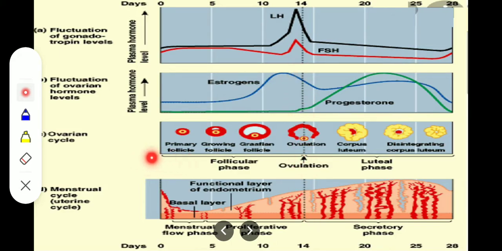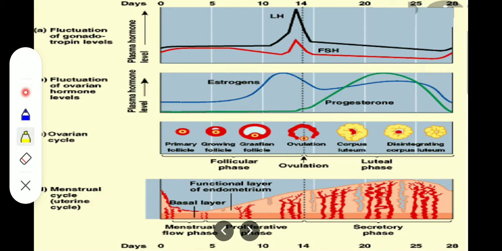I will explain each and every phase, both ovarian and the endometrial phases in detail in the same video. So bear with me. But this diagram shows you a very good idea about what happens on what day. Okay, and in the end you can see the changes in the endometrium. Okay, menstrual cycle or uterine cycle. So what are the changes in the endometrium?